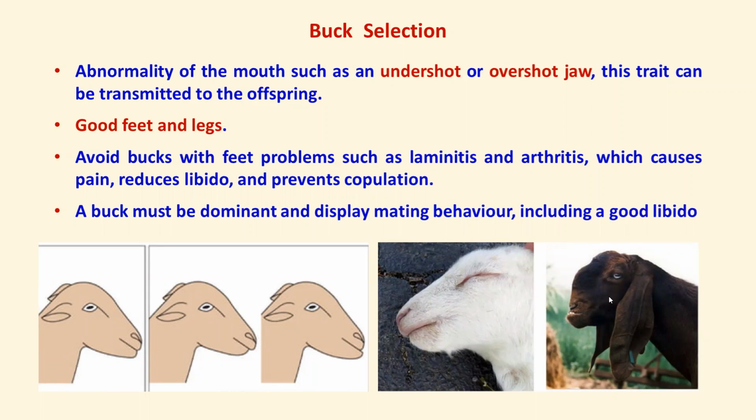You understand that. Now one more thing you have to see is good feet. The buck should have good feet and legs. Why? If it does not have good feet and legs, then the mounting will be difficult. So a buck must have dominant and display mating behavior, including good libido, for which you need good feet and legs. And avoid bucks with feet problems, laminitis, arthritis, all those you should avoid, which cause pain, reduce libido, and prevent copulation. Basically, for mounting, good feet and legs are necessary.